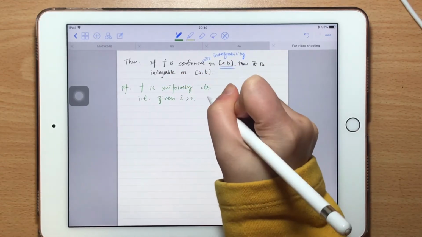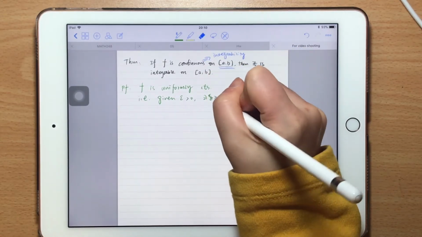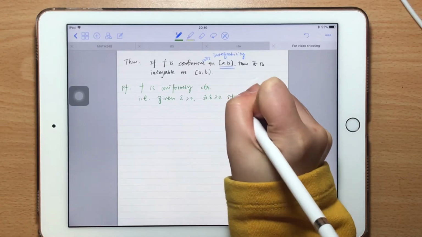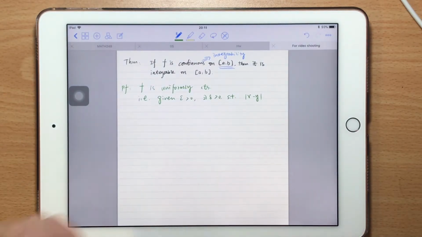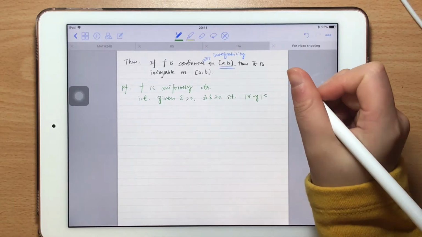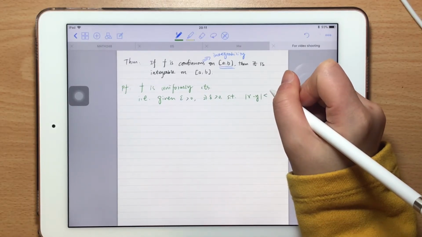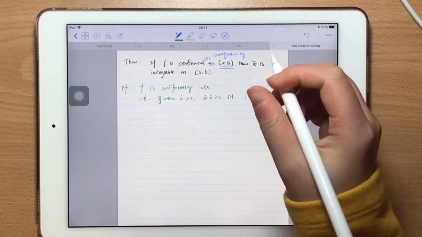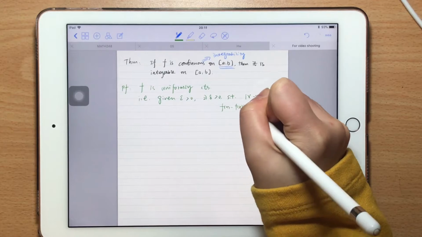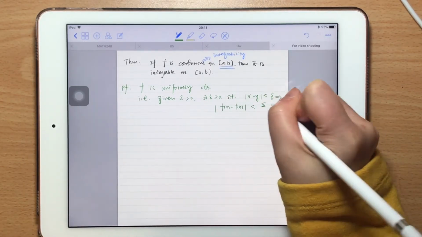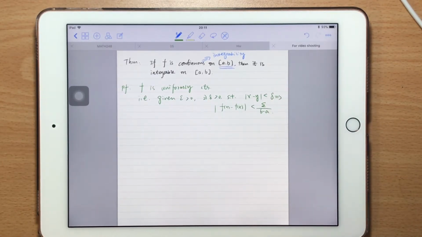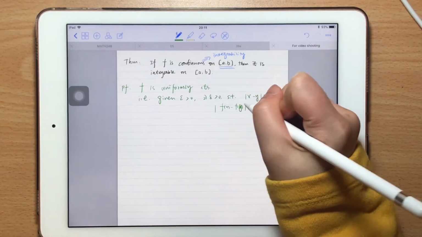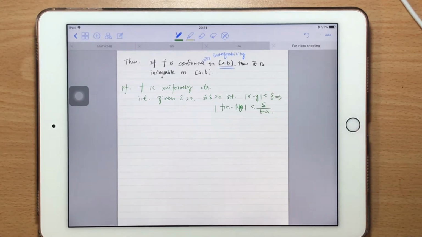Given epsilon larger than 0, there will exist a positive delta such that if two points are so close that the distance between them is smaller than delta, we will have the absolute value of f(x) minus f(y) smaller than epsilon over b minus a, that is, epsilon over the length of the whole interval.